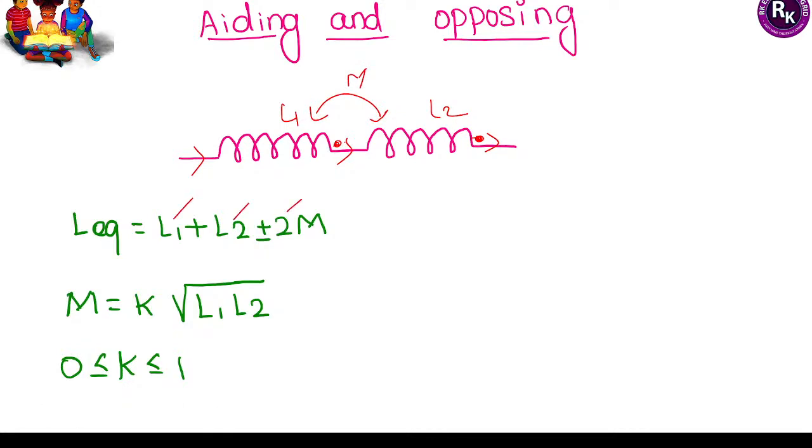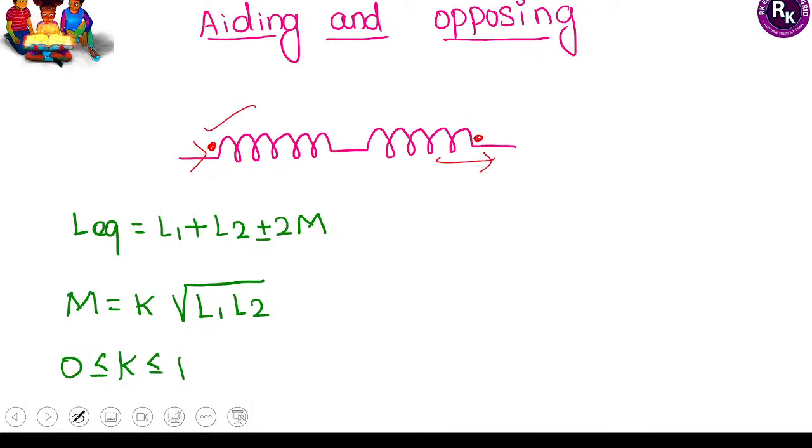Now, suppose in one coil the dot is represented at the current entering point, and in another coil the dot is represented at the current leaving point. Then what will happen? In one coil, the dot will be here; in another coil, the dot will be here. So here at the current entering point, a dot is there; here at the current leaving point, a dot is there. In that case, the formula will be L1 plus L2 minus 2M. Similarly, in the first coil, at the current leaving point, a dot is there, and in the second coil, at the current entering point, a dot is there. This is opposing nature. So once again you will be getting minus.